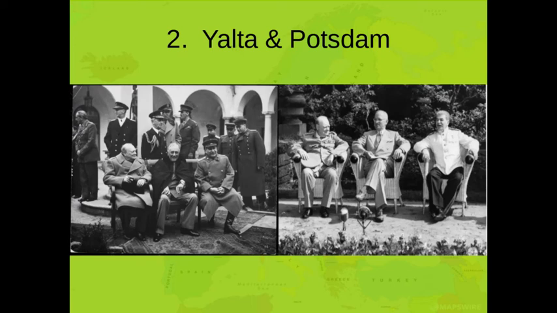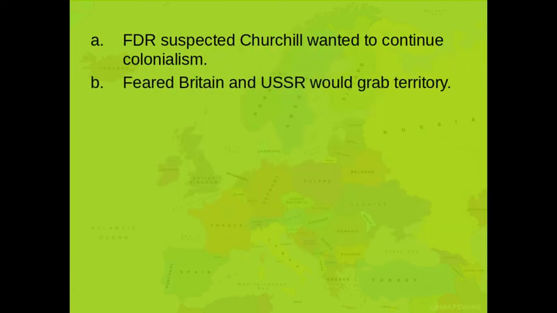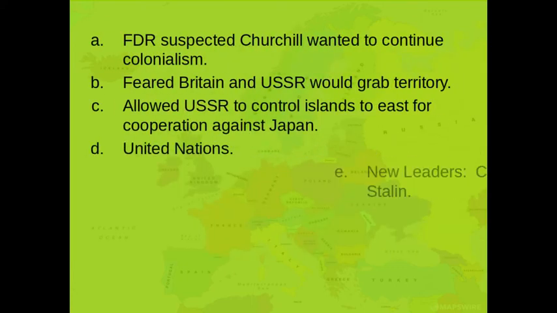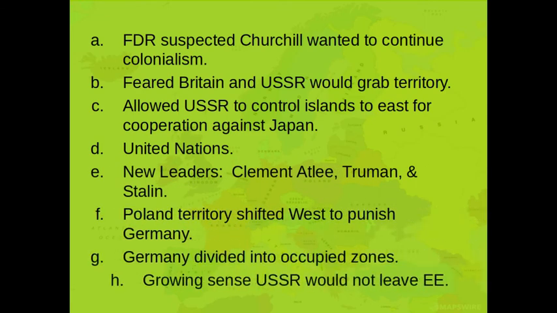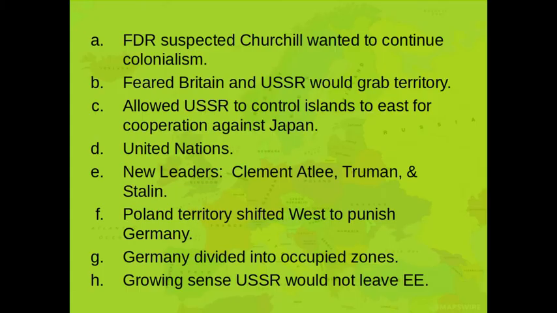And then there are the last two meetings at Yalta and Potsdam. Once again, these are named after places. The first meeting at Yalta, you can see, would have Churchill, FDR, and Joseph Stalin. They were often called the Big Three.